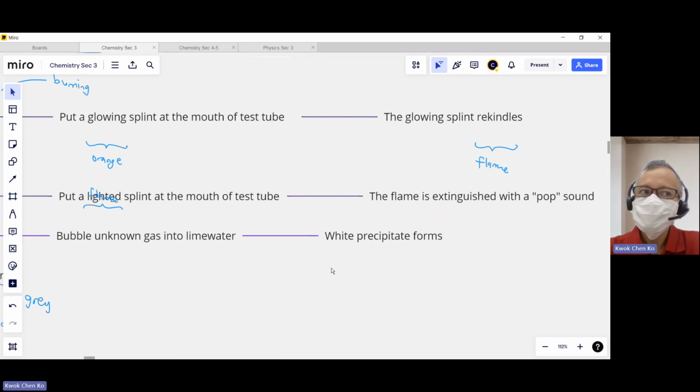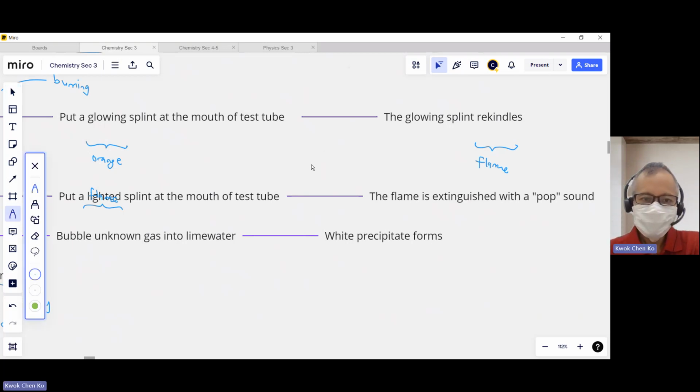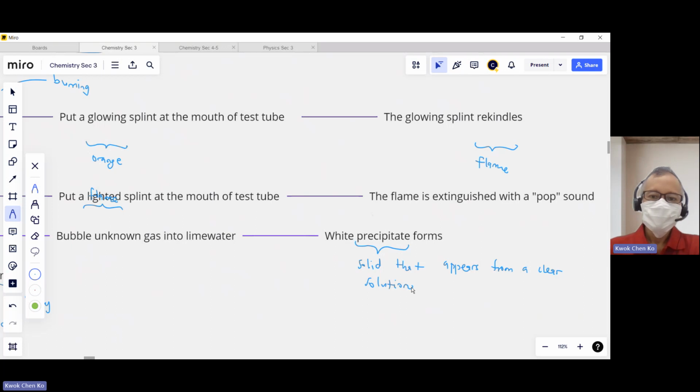Now, I think for upper sec, they probably do not like to use the word cloudiness or murkiness. Instead, they want you to write a white precipitate forms. Okay, and of course, please start getting used to seeing this word precipitate. Precipitate means a solid. All right, that appears. Typically, that appears from a clear solution.